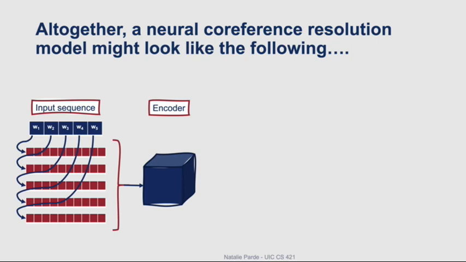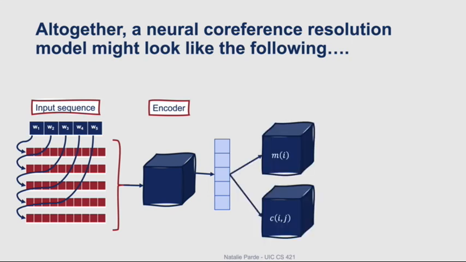We encode the input sequence using a neural model of our choice. This might be something like a bidirectional LSTM. We end up with an encoded hidden representation for each possible span of text. So we take a given span representation and pass it into the two different feed-forward neural networks that we already mentioned. One determines whether the span is a mention, and the other determines whether some other span j is an antecedent of the current span.